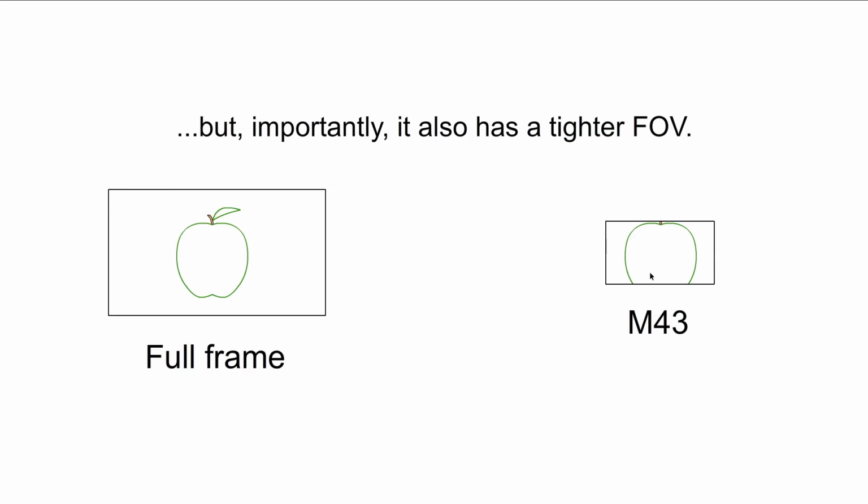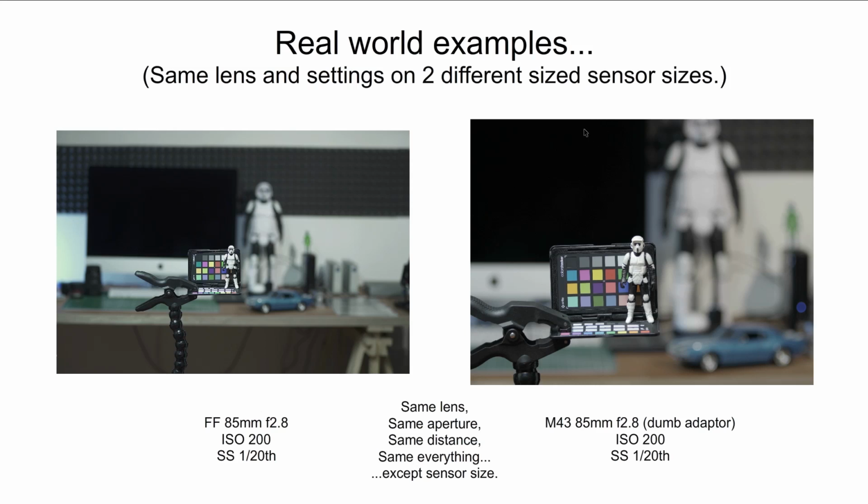So here's a full frame, here's Micro Four Thirds, which is basically one quarter of the size. So, real world examples. Let's get into this now. The same lens, same settings on two different size cameras. So everything's the same apart from the sensor. We've got the same distance, same lens, same aperture, same ISO, same shutter speed. Not that that matters, but everything's the same apart from the sensor size. So what we can see here is essentially the same image, but we've cropped in onto a smaller area, which is exactly what's happened, because it's throwing the same image back.